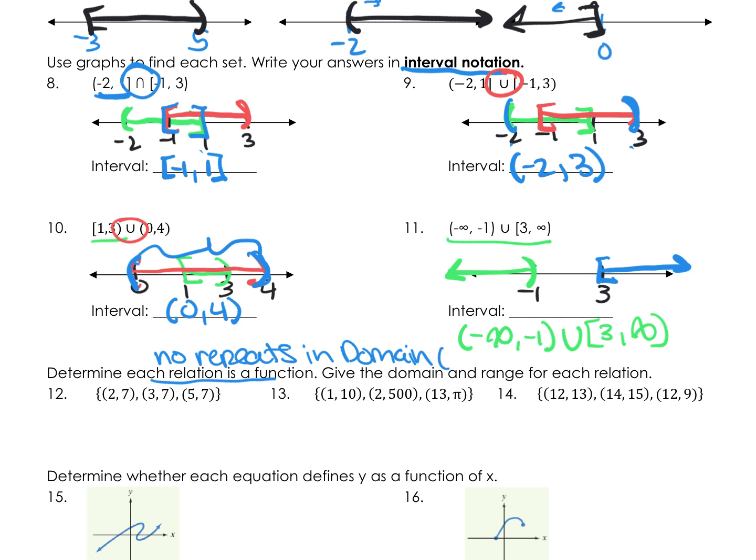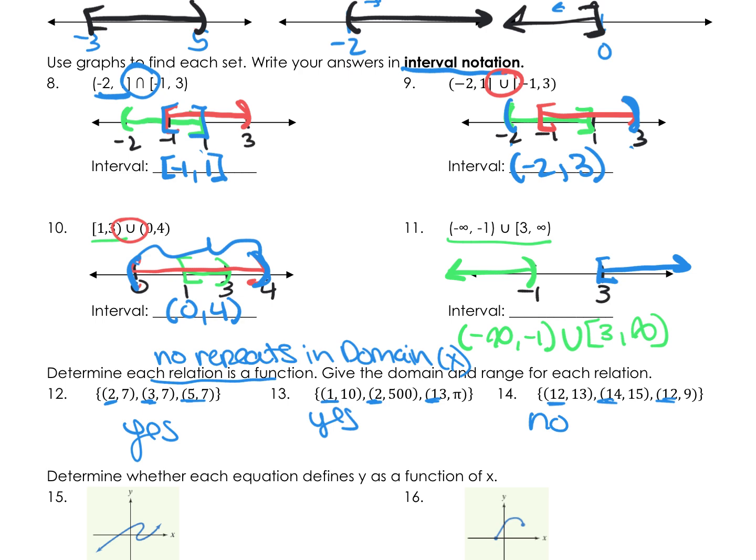So remember, the domain is the x values. So here we'll look at the x values. There's no repeats, so this is a function. Here we'll look at the x values. There's no repeats, so this is a function. And here we'll look at the x values, and there is a repeat, so this is not a function.